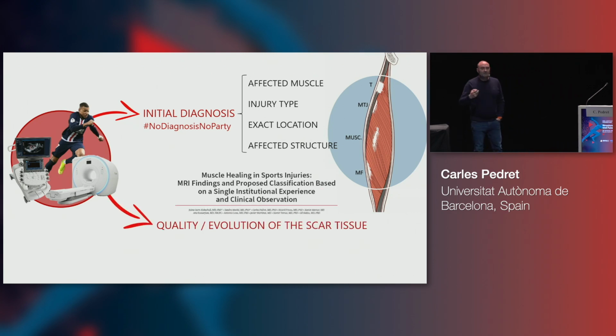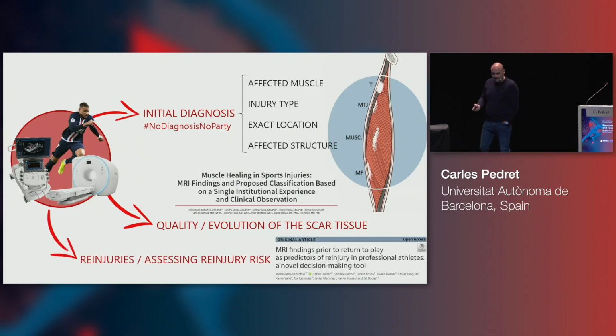Second one, we can monitor the evolution and the quality of the scar tissue. And third one, we can assess the re-injury risk with some objective markers in the MRI scan.